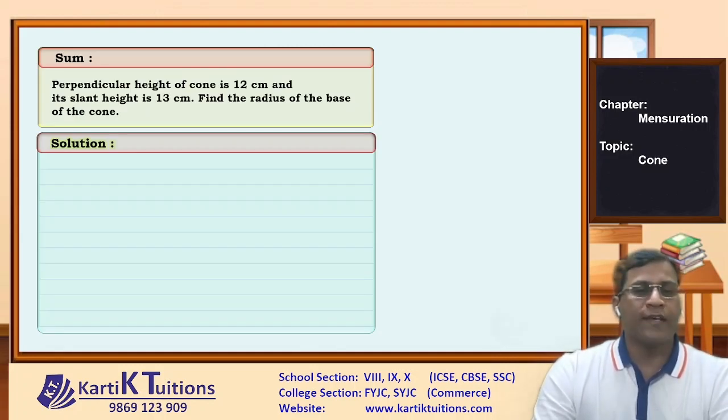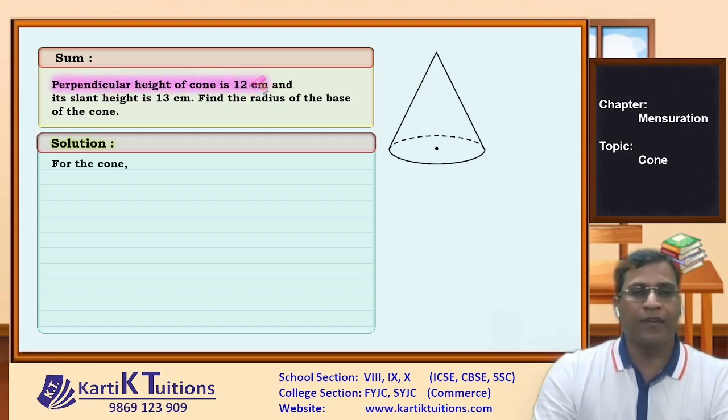Let's have a look at a few sums. The perpendicular height of a cone is 12 centimeter and its slant height is 13 centimeter. Find the radius of the base of the cone. Now see, which shape is given to us? Cone. So let's draw a cone. Now the perpendicular height of the cone is given to us as 12 centimeter. That means h is given to us as 12 centimeter.